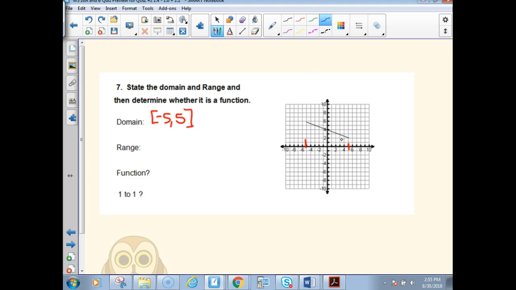The range is how much of the y-axis it is covering, the vertical axis. The lowest point is only at 2, and the highest is at 6. So it's only from 2 to 6 for the range, and it includes those. It is a function because it passes the vertical line test. And it's also 1-to-1 because it passes the horizontal line test. Any questions about that? Domain, range, function, 1-to-1 function. Okay.